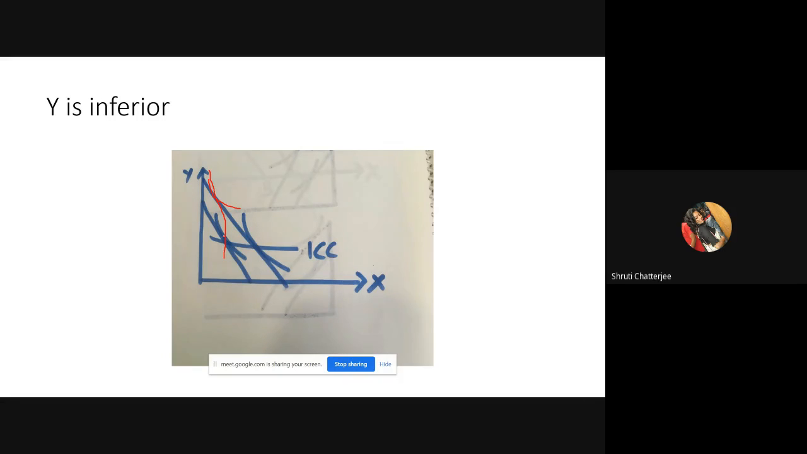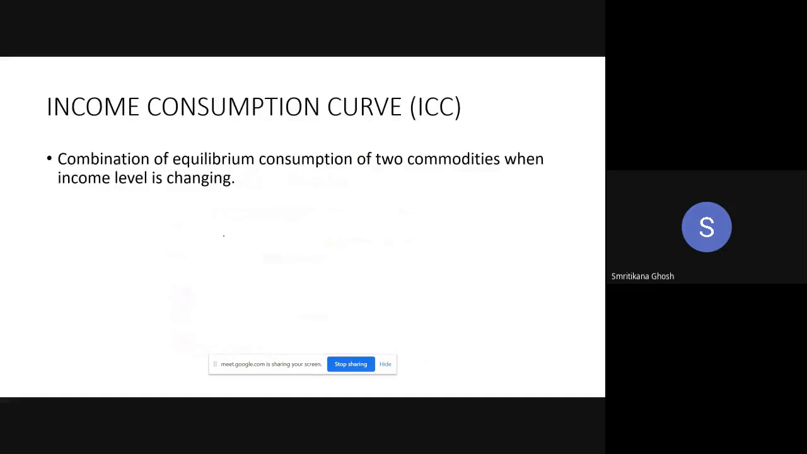Ma'am, can you present the slide where the definition of the ICC is written? This one. Combination of equilibrium consumption of two commodities when income level is changing. Okay. So along the ICC, all points are equilibrium points. Okay, ma'am.